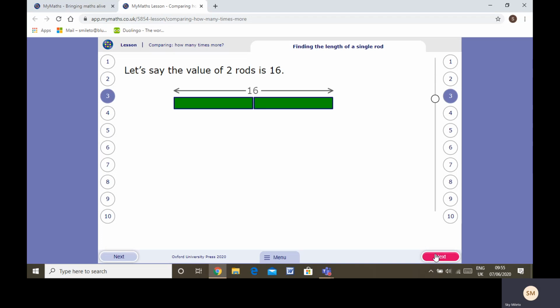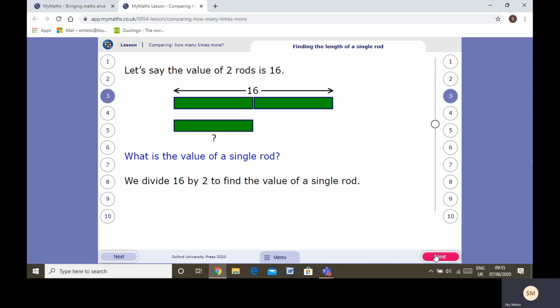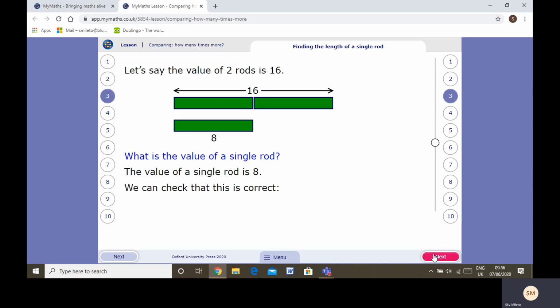So let's say this rod is 16. We want to know the value of the single rod. Therefore, we would do 16 divided by 2 to get the value. And 16 divided by 2 is 8. You could work that out again by going 8 plus 8. Does that equal 16? You can work backwards, use the inverse to check your answer. 8 plus 8 would equal 16, so you know you've got the right answer. 16 divided by 2 is 8, and we know 2 times 8 is 16, so we've got the right answer.